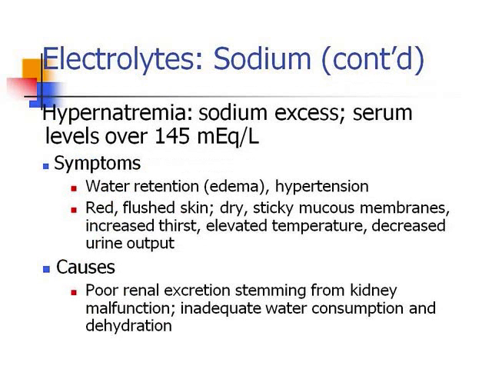Hypernatremia, too much sodium in the system. That's greater than 145 milliequivalents per liter. Symptoms: water retention. That means big time edema and hypertension. Red, flushed skin. Dry, sticky mucous membranes. Increased thirst. Elevated temperature. Decreased urine output. The body is trying to thin out the blood. Causes: poor renal excretion stemming from kidney malfunction. The kidney's not working, it's not getting rid of the sodium. Or dehydration and the person's just not drinking enough fluid.